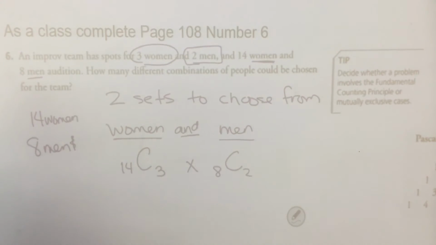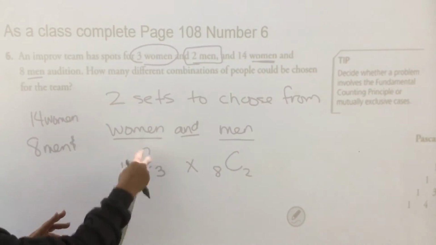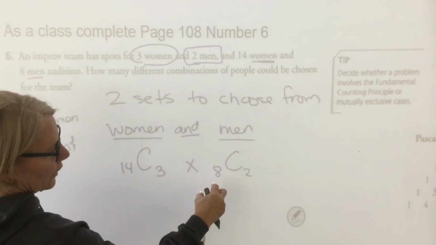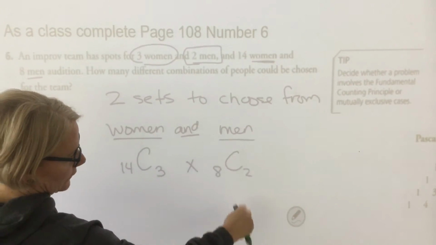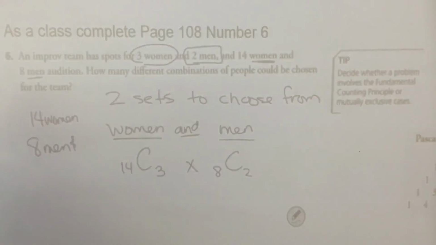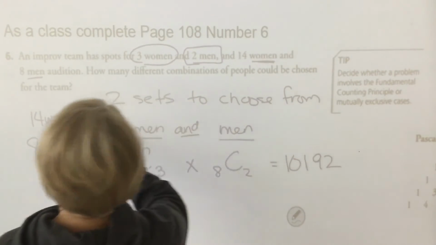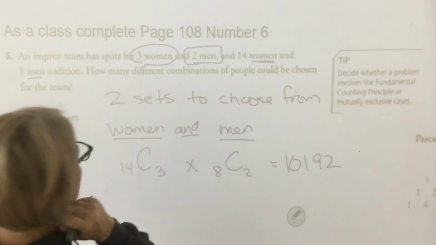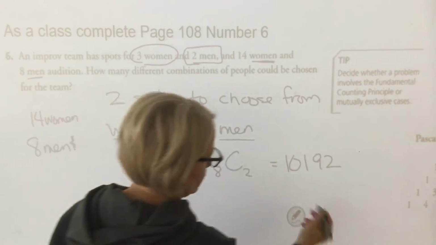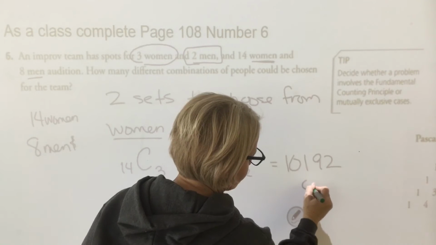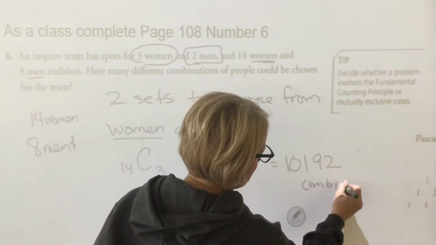You can do this all in one line in your calculators. You can go 14, go and grab the nCr, 3, times 8, go and grab the nCr, 2, and hit enter, and it'll give you the answer in the end. So give it a try. Your answer should be 10192, and these are teams, right? How many different combinations of people should we be choosing for the team? Combinations.